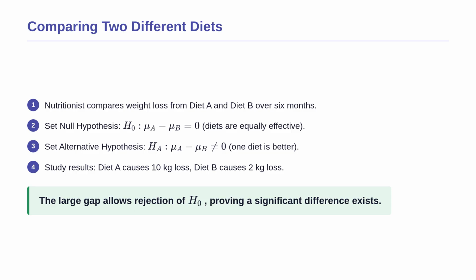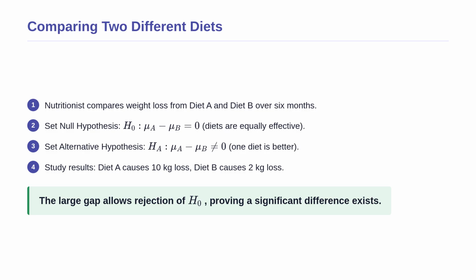Let us apply this two-group formula to a real-world scenario. Imagine a nutritionist wants to know if diet A and diet B lead to different amounts of weight loss over a 6-month period. We are not given a historical baseline, so we compare them to each other. We set our null hypothesis to state that the difference between their averages is 0, meaning they are equally effective. The alternative hypothesis states the difference is not 0.